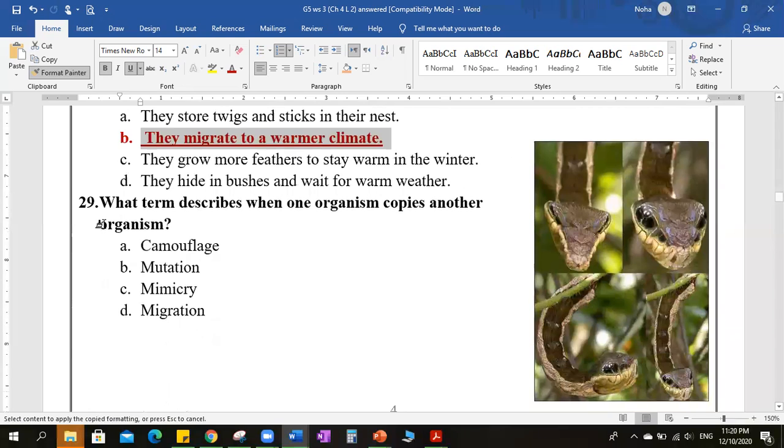What term describes when one organism copies another organism? In this picture on the right, we have a worm that looks like a snake. So it's mimicking a snake to help escape from its predators, to scare its predators. So that's what we call mimicry, to look like another dangerous animal.